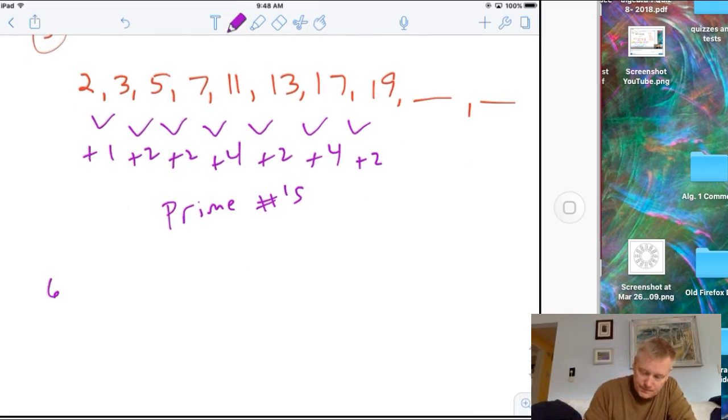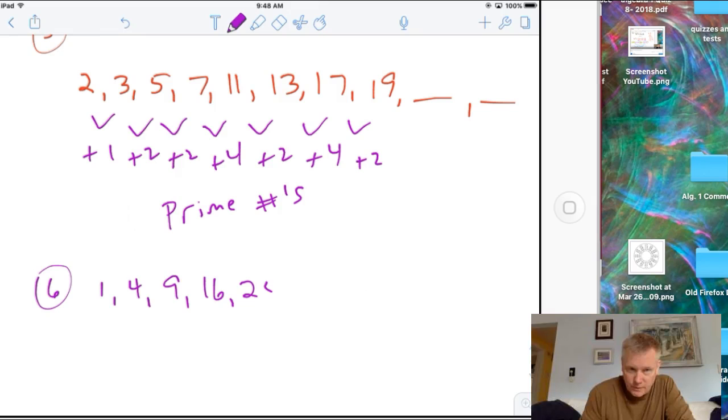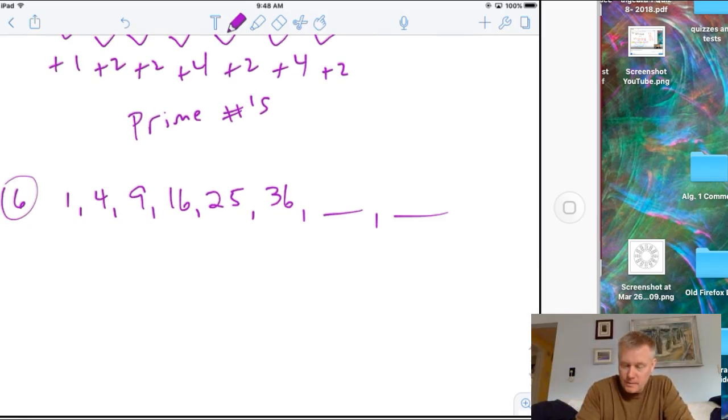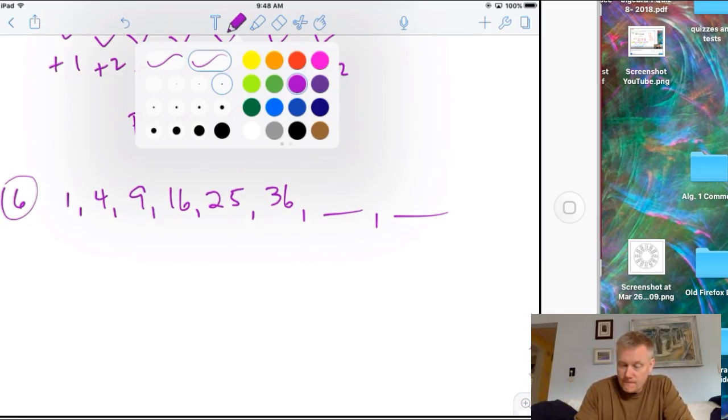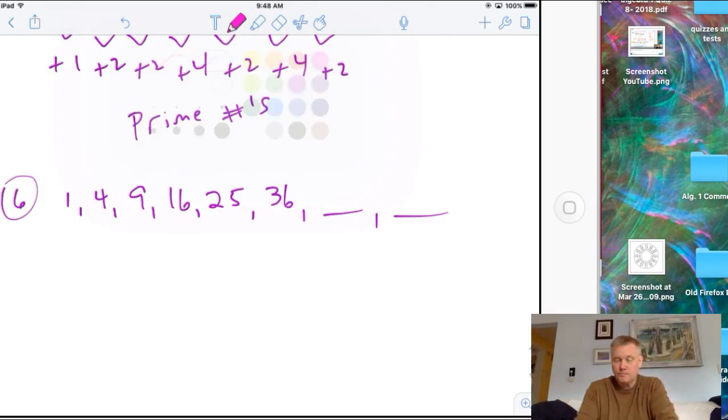Number 6. Let's see, 1, 4, 9, 16, 25, 36. What's the next number in that pattern? Well, there's a couple ways you could have gotten this one. There's 2 ways that I know of. There might even be more. The first is you could start subtracting them.